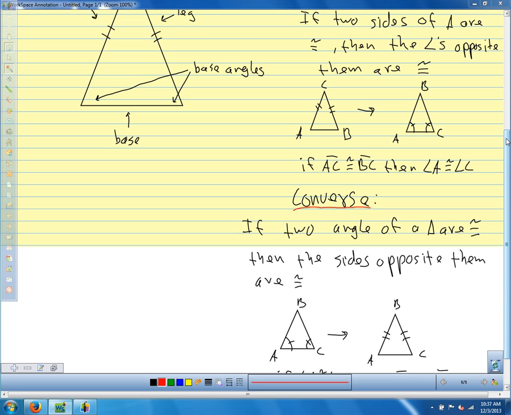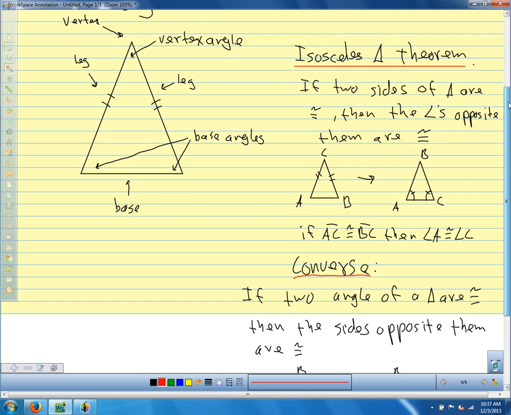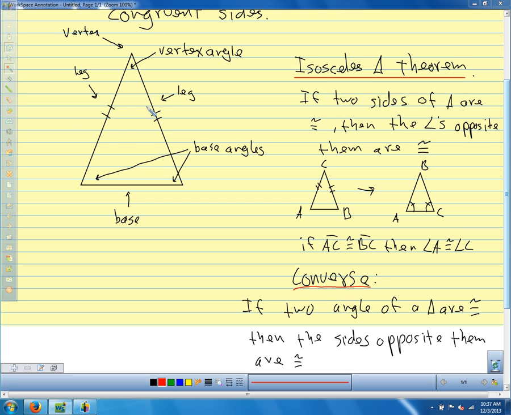Isosceles triangles, two congruent sides, at least two. We can have three, and we'll talk about what happens when we do have three congruent sides in just a minute. Legs are the congruent sides. The base angles are these angles down here. The vertex angle is the one up here. And in an isosceles triangle, the base angles are congruent. That's what we just decided. And if the base angles are congruent, then we know that the opposite sides are congruent.